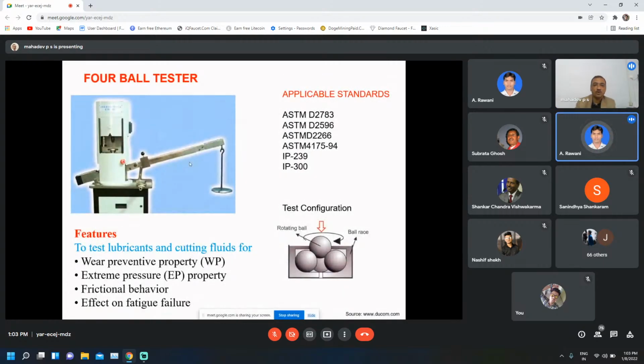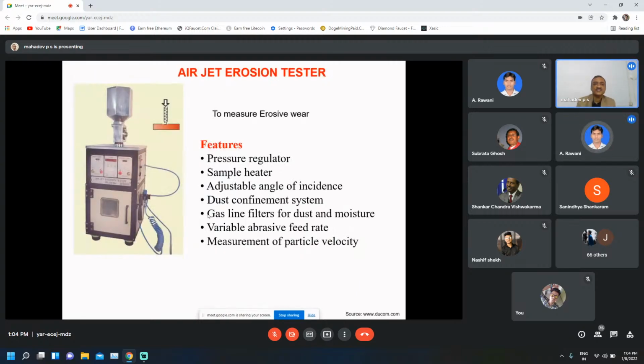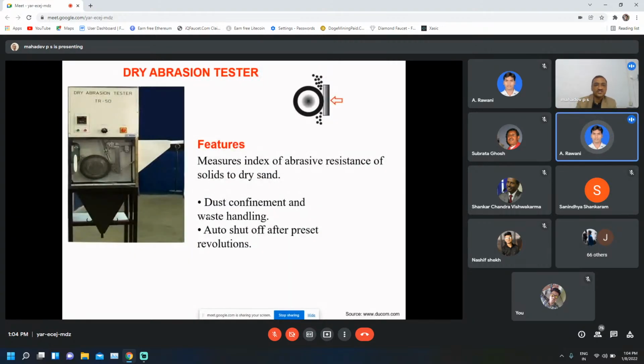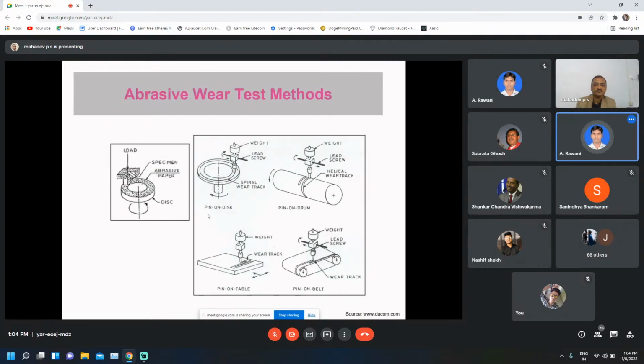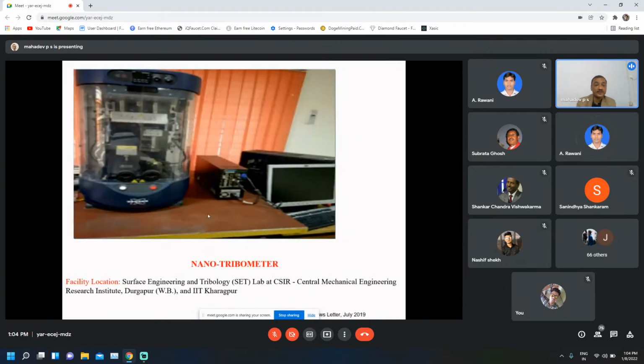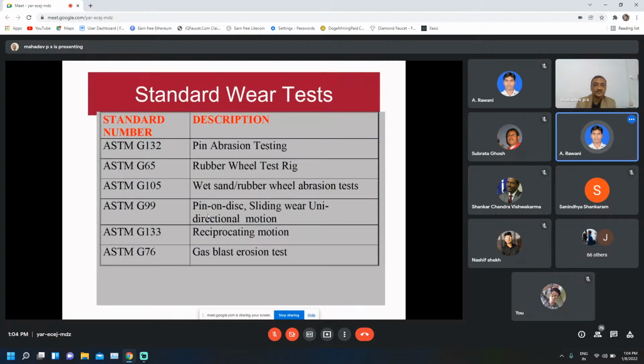This is one 4-ball tester used to test lubricants and cutting fluids for different extreme pressure and wear properties. This is an air jet erosion tester. This is a dry abrasion tester. This is a nano tribometer available at IIT, and even at some CSIR labs. These are the wear tests done as per ASTM standards, ASTM G132, ASTM G105, likewise.